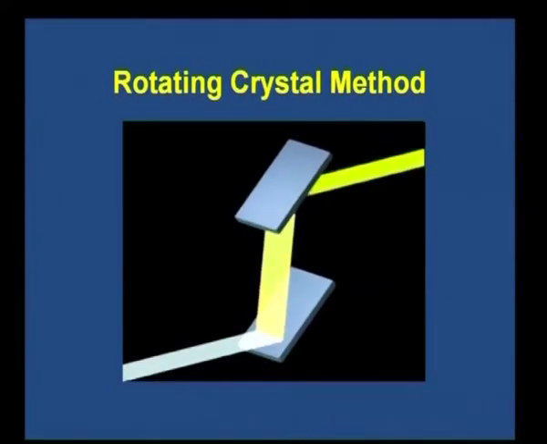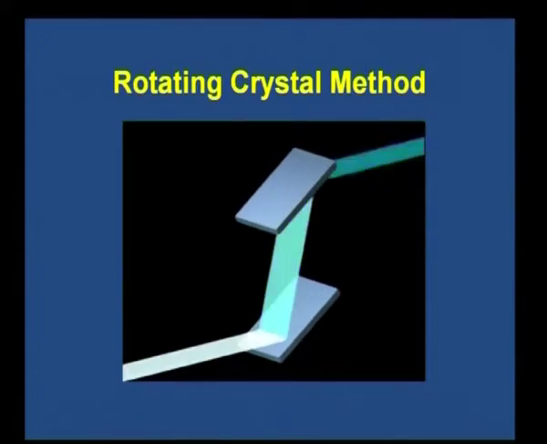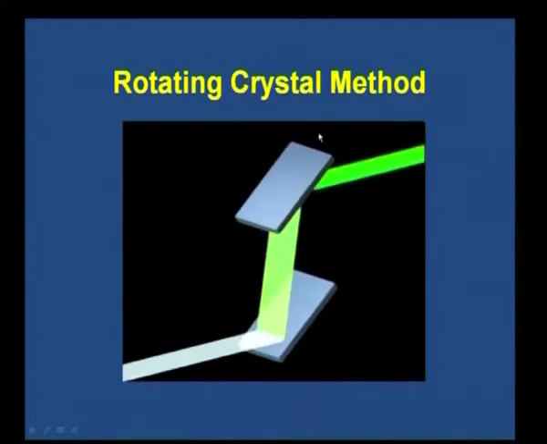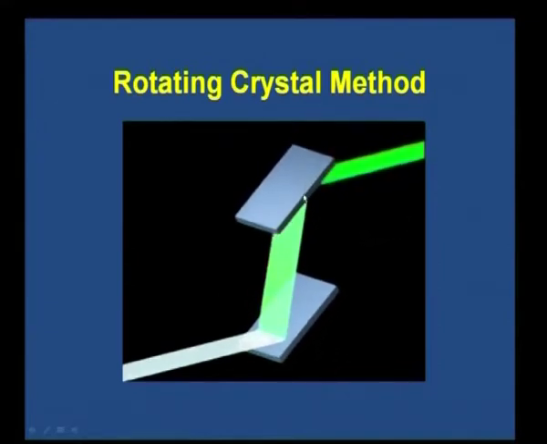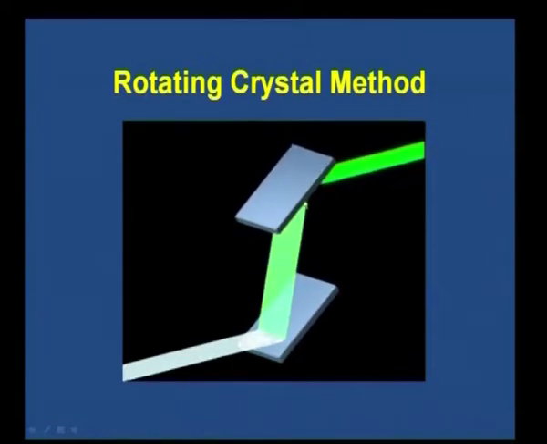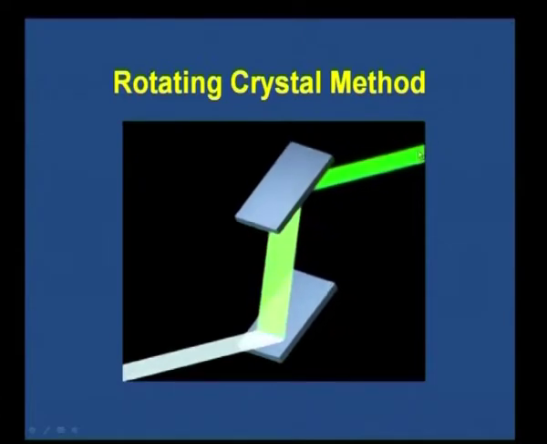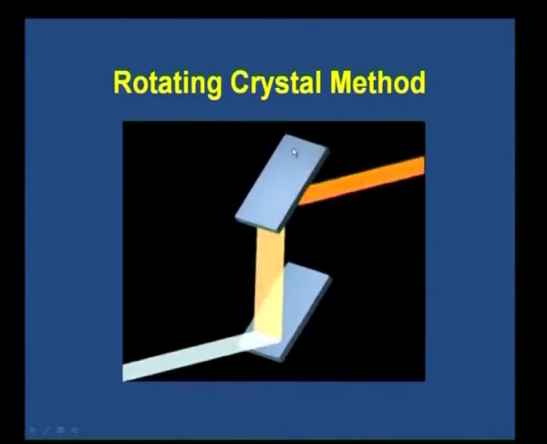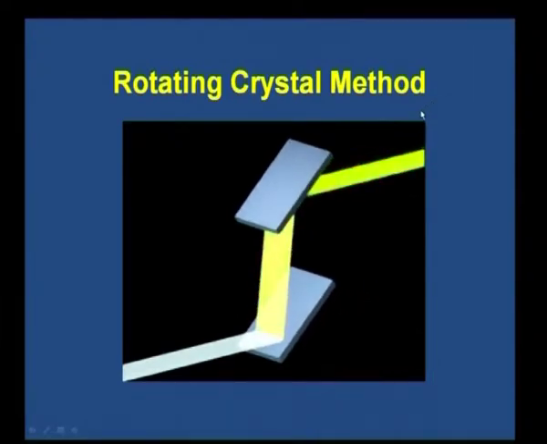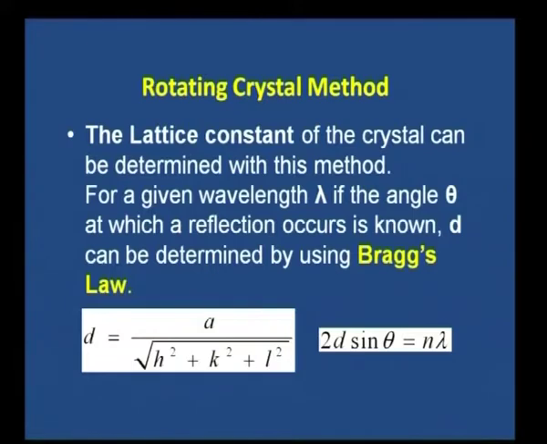Again I have to go back to Bragg's law in greater detail, because the diffraction depends upon the crystalline plane. If it satisfies a particular plane, you get a point here. For another plane, the point will be at some other place. You get a series of points, or depending upon the rotating crystal method, with a cylindrical film, you will be getting arcs. The lattice constant of the crystal can be determined with this method.